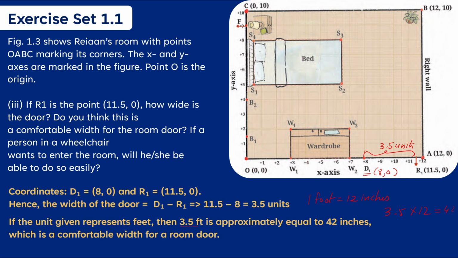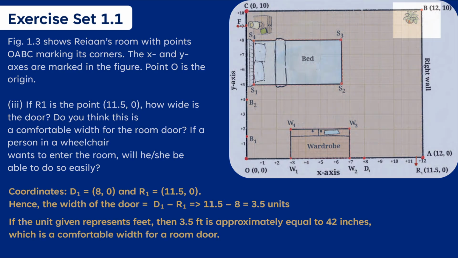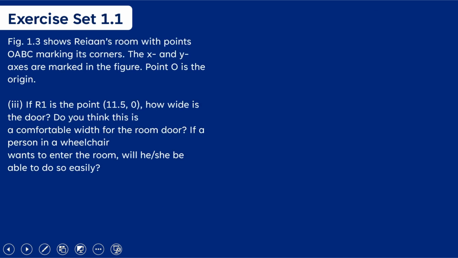There's another subdivision wherein we have to mention whether a person in a wheelchair who wants to enter the room will be able to do so. So that's the next question. As we've found that the width of the door is 3.5 units, which is around 42 inches, what about a wheelchair passing through it? Would it be able to? That's the question. Let's check.